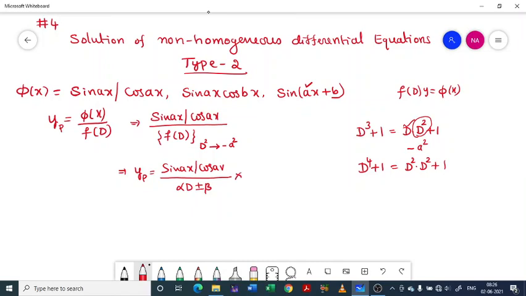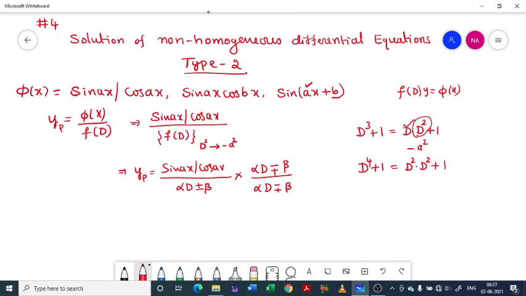Multiply and divide by the corresponding conjugate. You have to multiply and divide by conjugate. Rationalize, as we say, so I have to apply that process. So conjugate means alpha D, here if there is plus you have to put minus, if minus you have to put plus. So alpha D plus or minus beta, here alpha D minus or plus beta, divided by alpha D minus or plus beta.